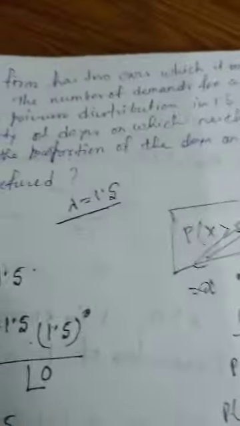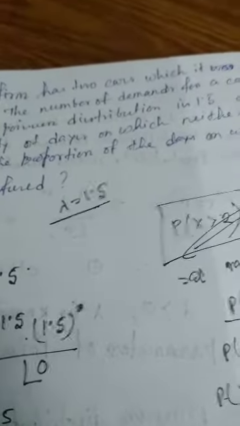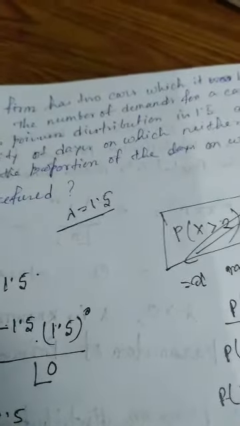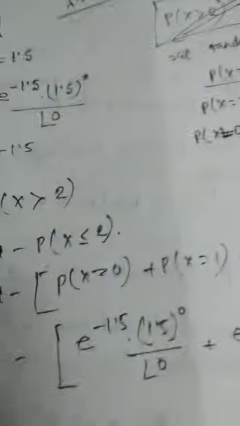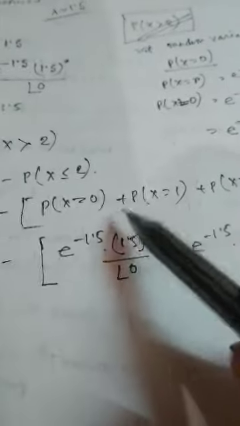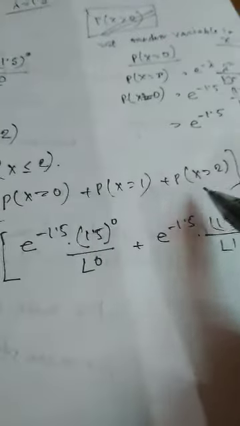Similarly, now we have to find when we can refuse the demand. Since we have two cars, we refuse a demand when all the cars are booked, that means we have to find the probability of X greater than 2. P(X > 2) can be written as 1 minus P(X ≤ 2), and P(X ≤ 2) means P(X = 0) + P(X = 1) + P(X = 2).